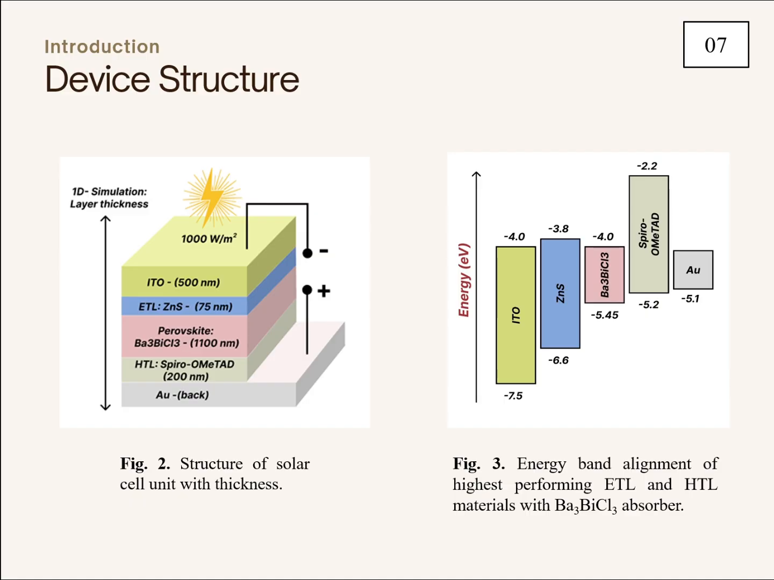If we go to the energy band diagram, this shows how the electron goes from the absorber layer to the indium tin oxide. There is a minimal band alignment offset, and the same holds for hole transfer, where the hole can easily go through this particular way.